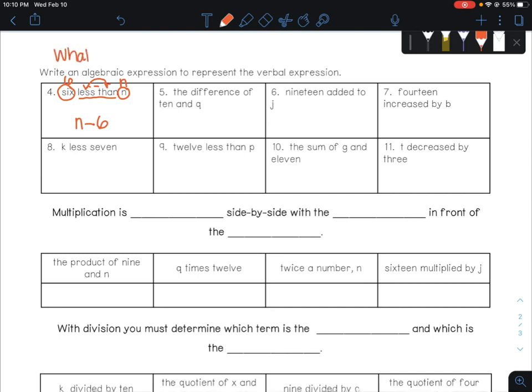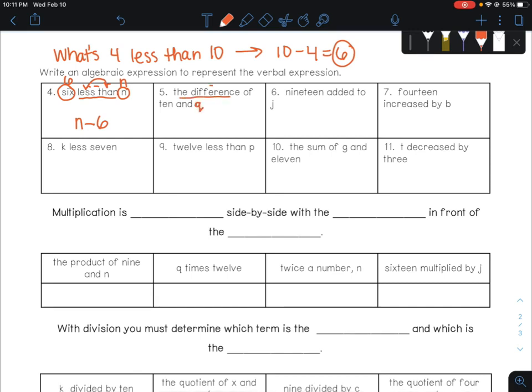If I said, what's 4 less than 10? That means 10 minus 4 equals 6. So 4 less than 10 gets flipped around and means 10 minus 4. So whenever you see less than, you have to flip around the numbers or the variables that are given in the sentence.